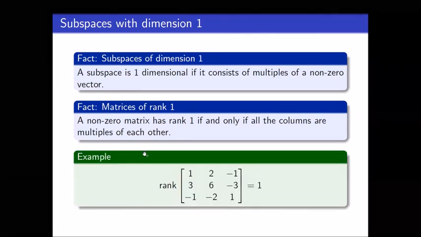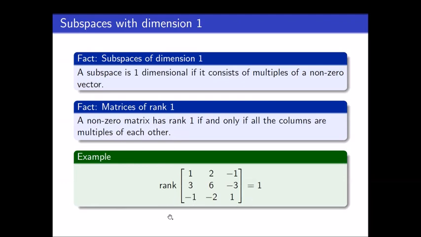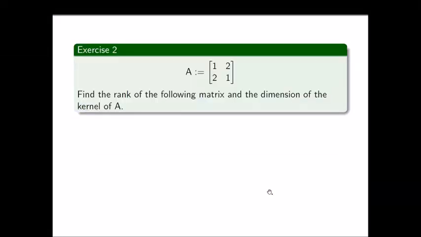So for example, in this 3 by 3 matrix, my columns are 1, 3, minus 1, 2, 6, minus 2, and minus 1, minus 3, 1. Clearly, 2, 6, minus 2 is 2 times the first column vector, and minus 1, minus 3, 1 is minus 1 times the first vector. So all the 3 column vectors are multiples of each other, and therefore its rank is 1. And you can actually compute that, and it's going to be the case. Okay, so let's look at an exercise.